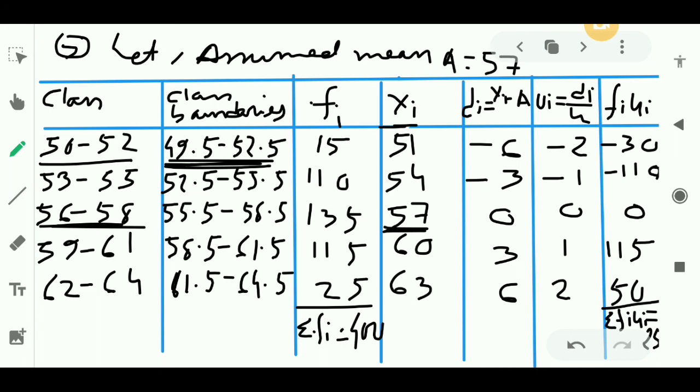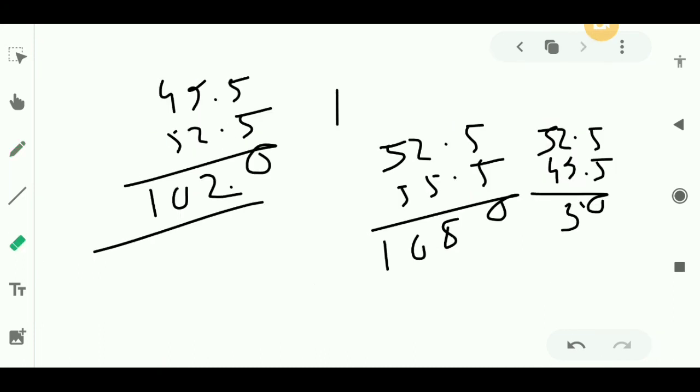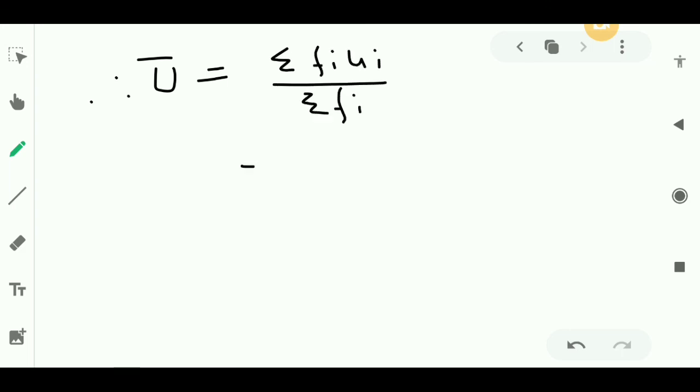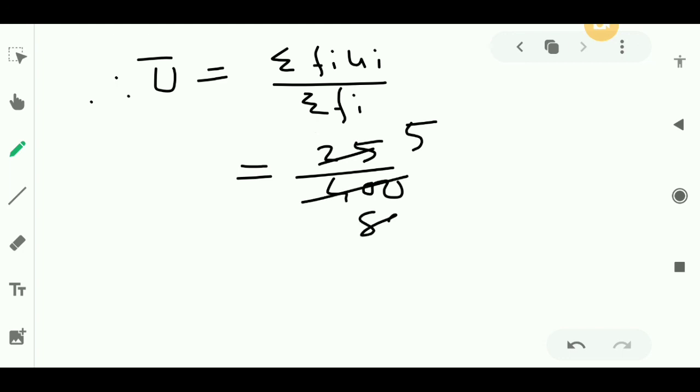So now we will find u bar. Since we are finding summation fiui, u bar will be summation fiui by summation fi. So this one, 25, is there, and this one is 400. We cancel it: 5 fives are 25, 5 into 80 is 400. Again one cancel, 1 by 16. So the answer we are getting for u bar is 1 by 16.